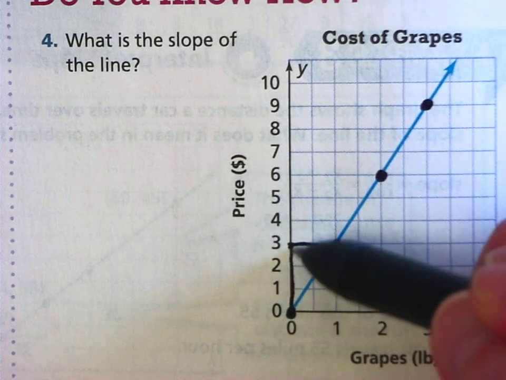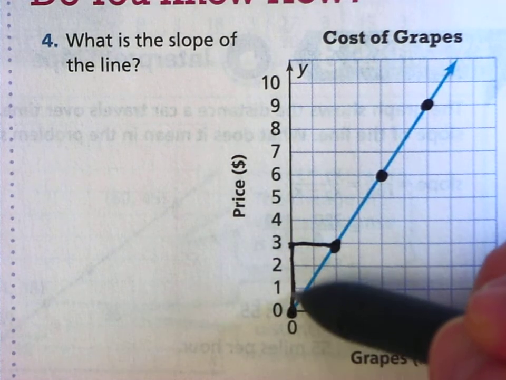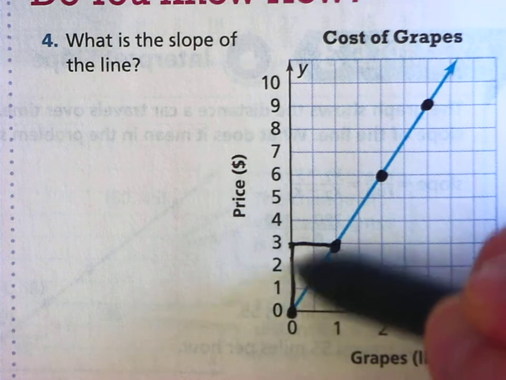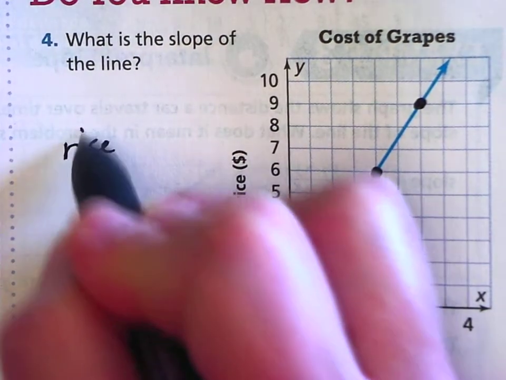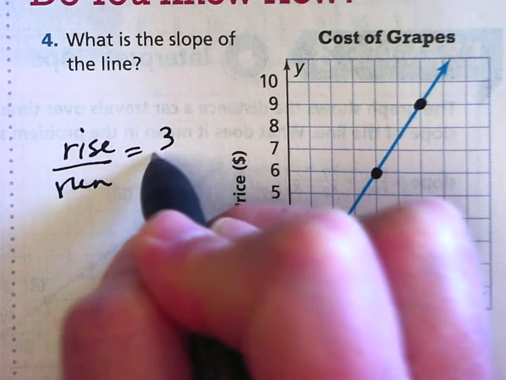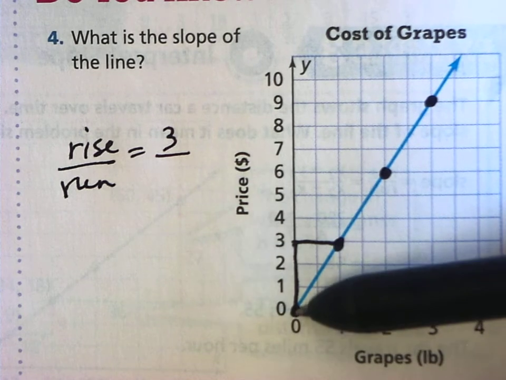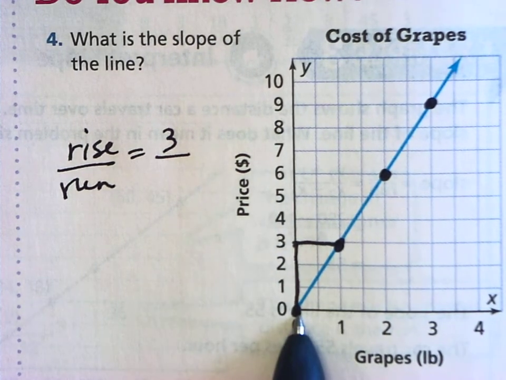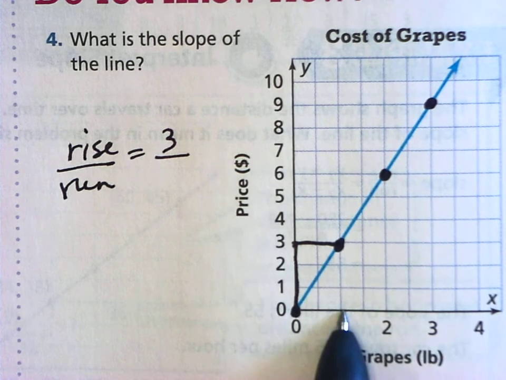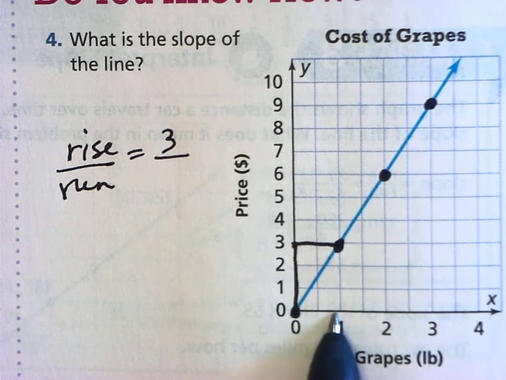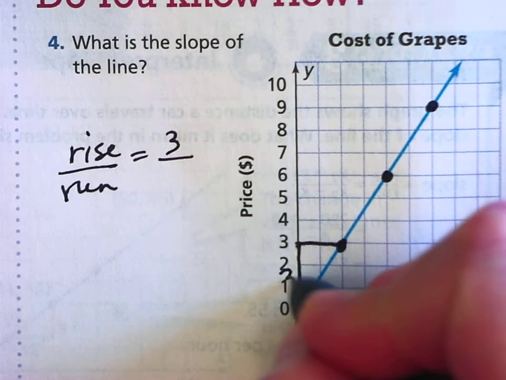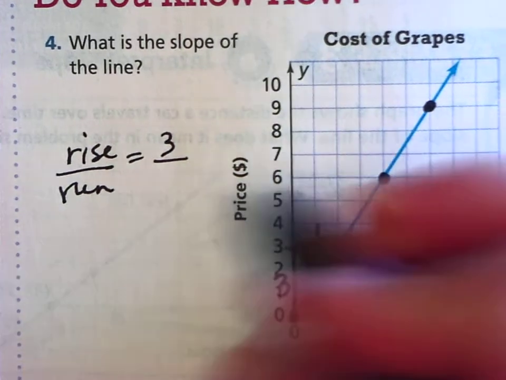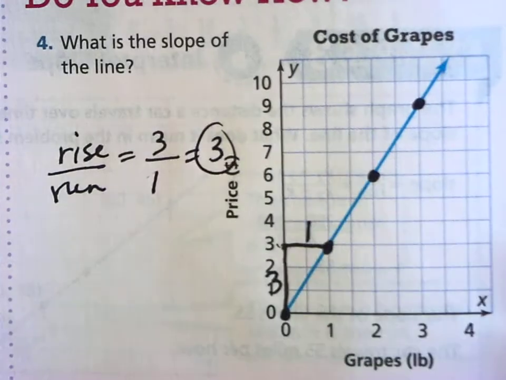Look at how your lines are counting. If I rise from 0 to 3, that's rising 3. I went up 3: 1, 2, 3. Now my run from here to here is 1. Every line is counting by a half, and then 1. So I'm rising up 3 and running 1. 3 over 1 is 3.